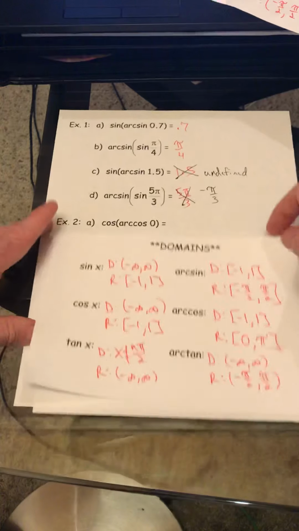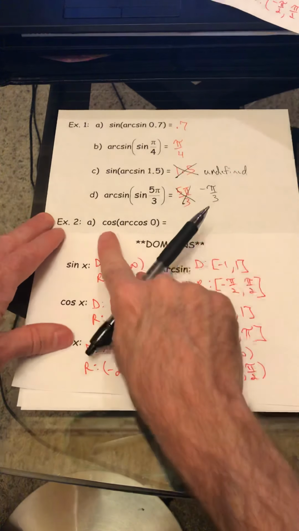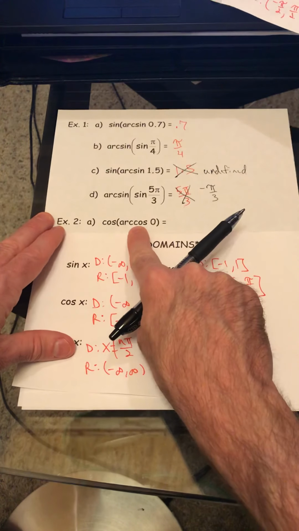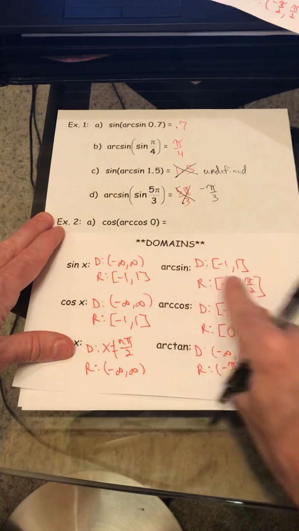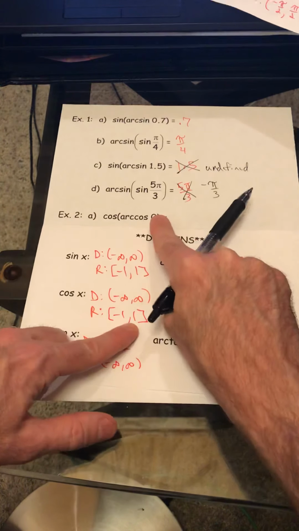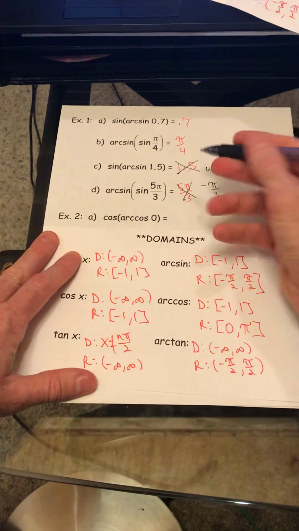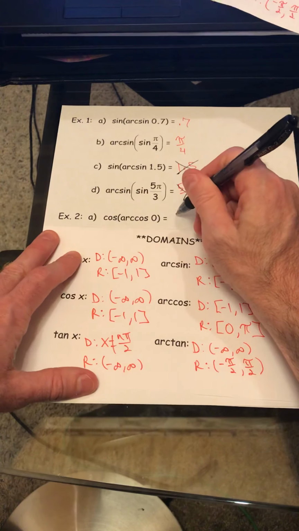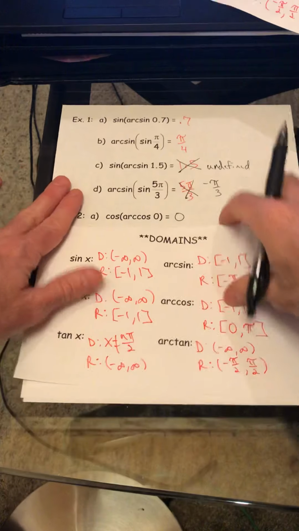All right, let's look at a couple with cosine. Well, the cosine of arc cosine of 0. Again, if you look, arc cosine's domain, 0 is in it. It's also in cosine's range, so this one is as cut and dried and simple as it's 0.